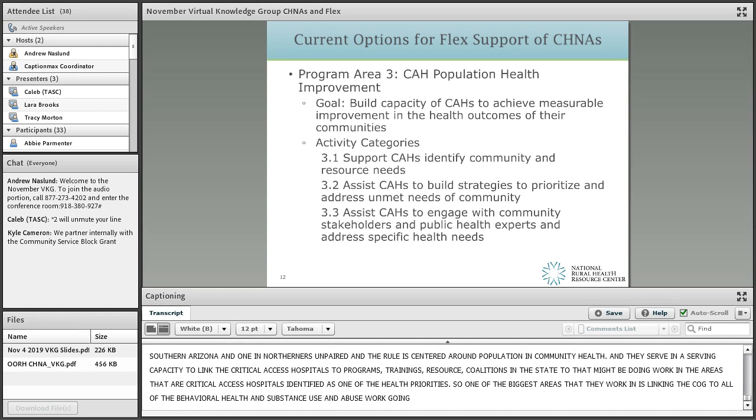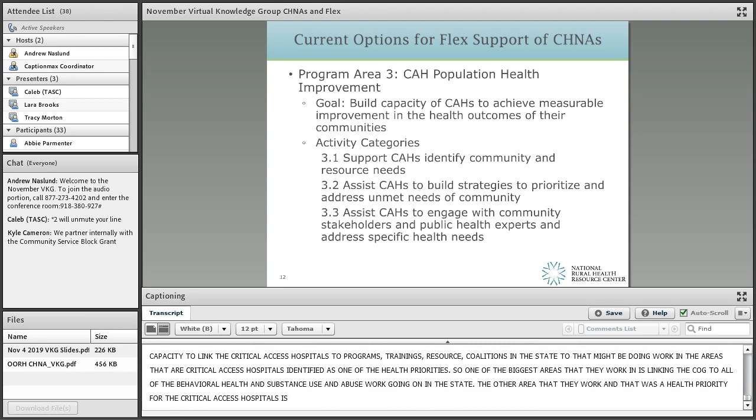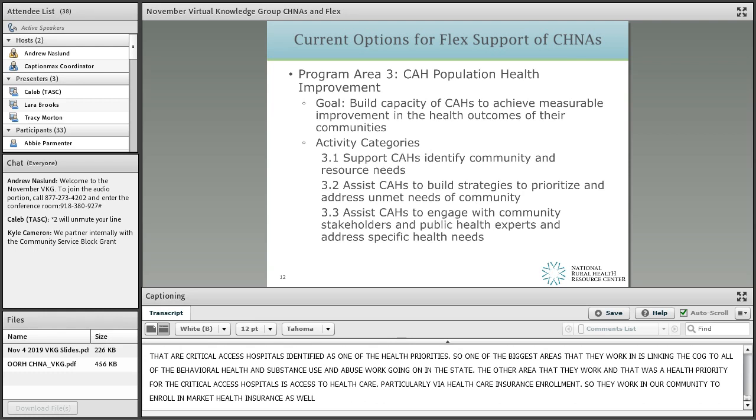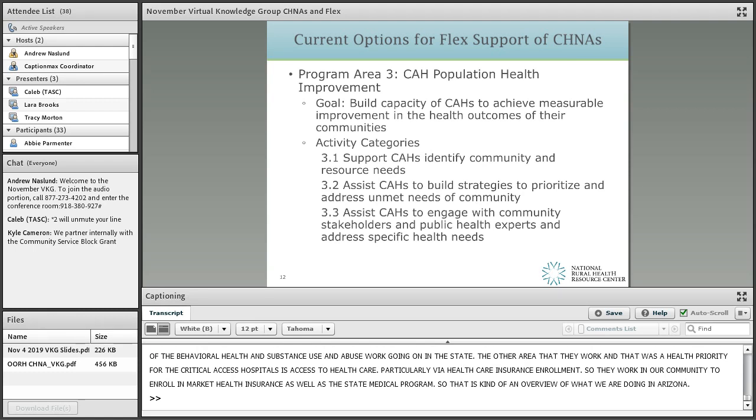So that was the result of the synthesis and analysis we did, I think, in 2017. This year we'll be updating that analysis. I think about 3 or 4 critical access hospitals will have a new community health needs assessment due in the coming year. So we'll be reviewing those using the same checklist approach, and again seeing where the priorities of our critical access hospitals line up or don't line up with the state health improvement plan.